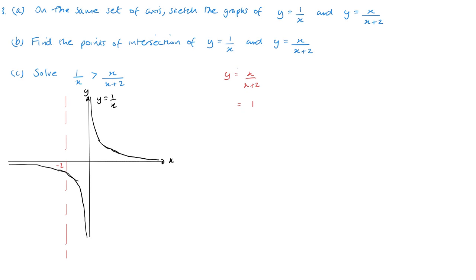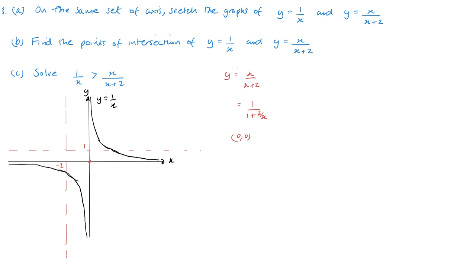Divide through by x, we get 1 over 1 plus 2 over x. Now, as x tends towards infinity, this goes to 0, 1 over 1. So the asymptote is at 1. There. Now it's going to cross when x equals 0, y equals 0. This crosses in here.